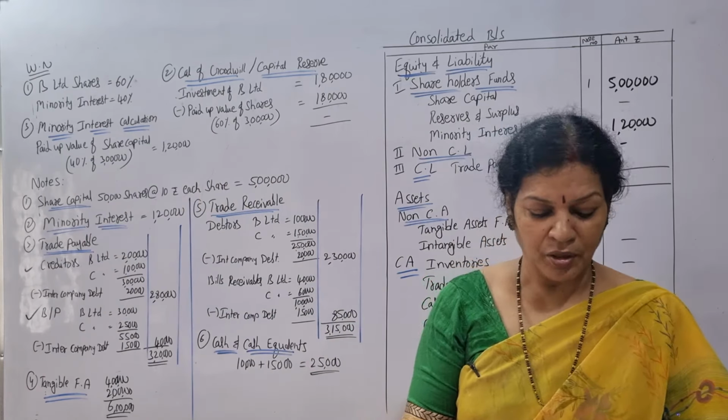Bills receivable related, how much is the amount? 15,000. Intercompany transaction should be deducted from the bills payable and bills receivable. Bills payable we have deducted. Now from bills receivable also 15,000 we are deducting. So you are getting 1 lakh minus 15,000, 85,000. This total is 3,15,000. What is that? Trade receivable. That was trade payable. Now trade receivable 3,15,000. Point number 5.